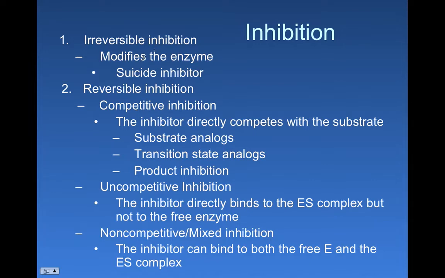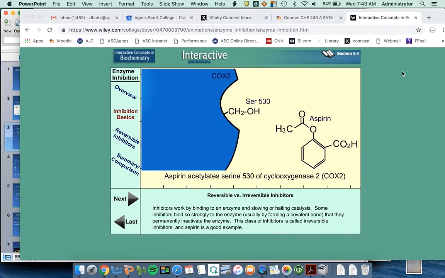So let's start by looking at an example of irreversible inhibition, and it's one you probably are familiar with. Let's look at this animation here that illustrates the action of aspirin on the enzyme cyclooxygenase 2, or COX-2. And so aspirin is a member of a family of drugs called COX inhibitors that prevent inflammation through inhibition of this enzyme. And it does lots of other things too. So here's an example of irreversible inhibition.